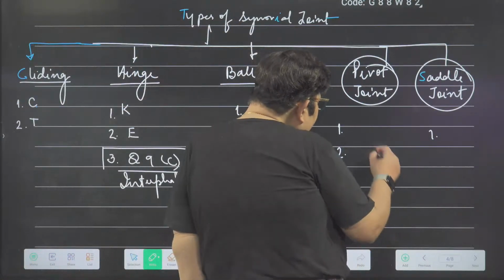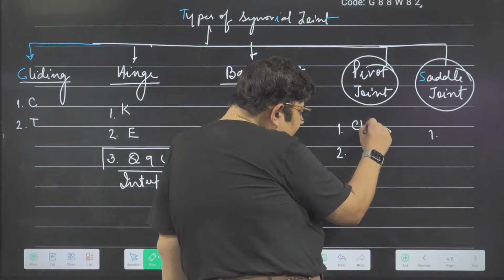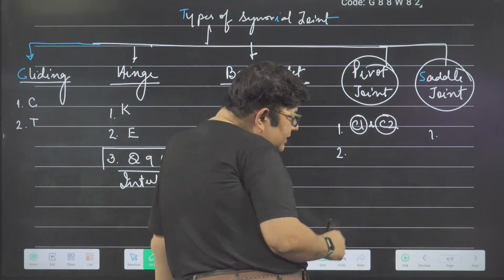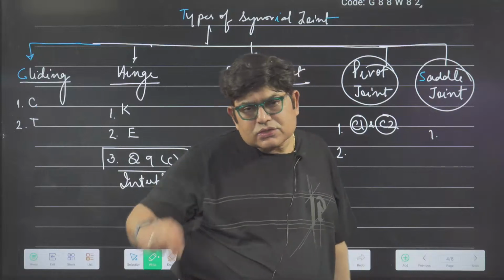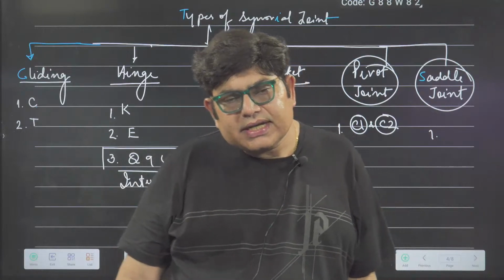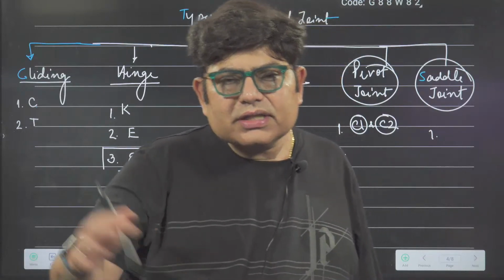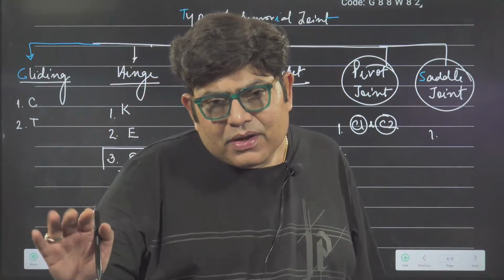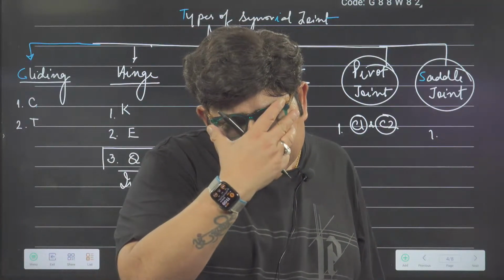Pivot joint, joint between C1 and C2. C1 is atlas, C2 is axis. Better only these 2 vertebrae are there where the alternate names are to be remembered. In all the remaining vertebrae, like C3, C4, T1, T2, no need to remember any alternate name.